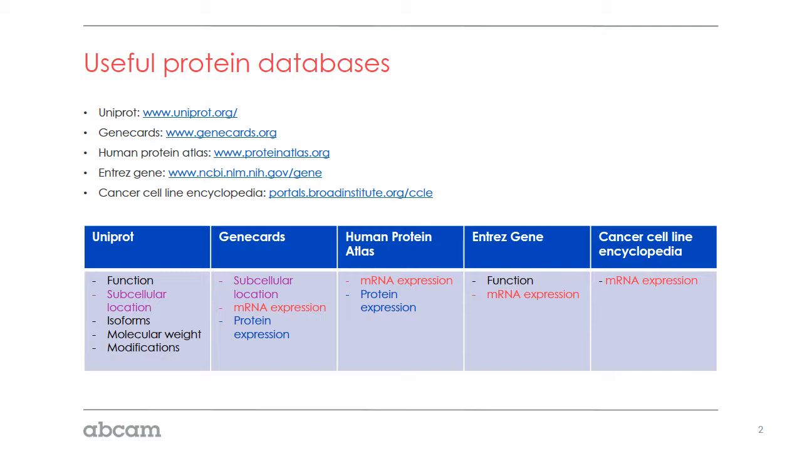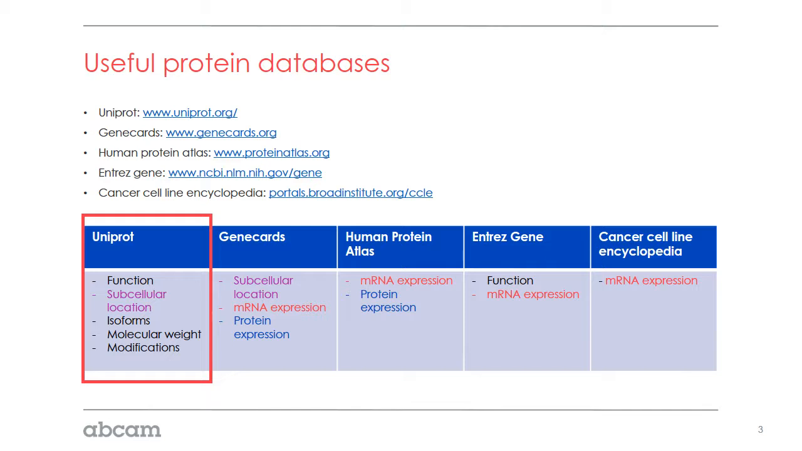Nowadays, there are several useful protein databases that can be used to find suitable positive and negative controls for your experiment. Here, I will go through a few of the commonly used databases such as UniProt, GeneCards, the Human Protein Atlas, Untitled, and the Cancer Cell Line Encyclopedia, each of which has different strengths.